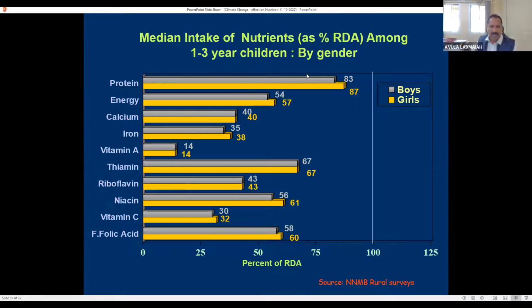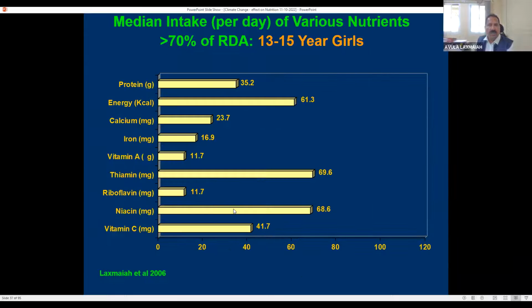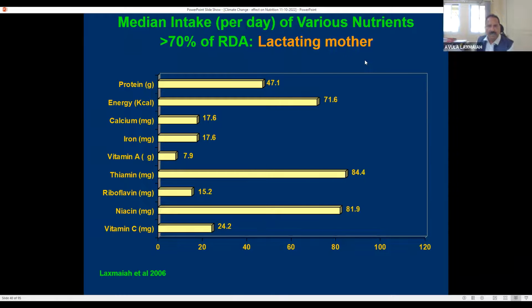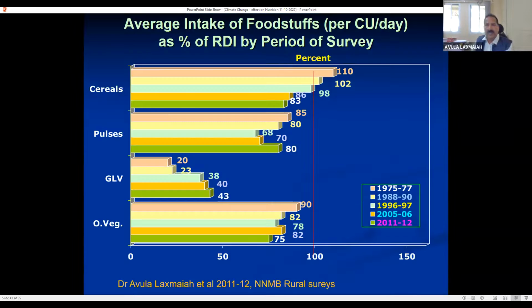Except protein, to some extent calories and thiamine. Others, you can see vitamin A is very grossly deficient, and iron, calcium, and most of the minerals and vitamins also. In almost all groups, even adolescents, adults, pregnant women, and lactating women. So this is just to check the existing scenario, and if climate change is added, how it will affect us. That's what my point is to show.